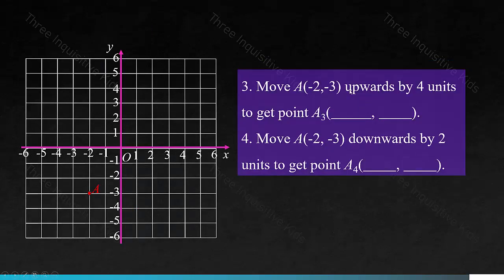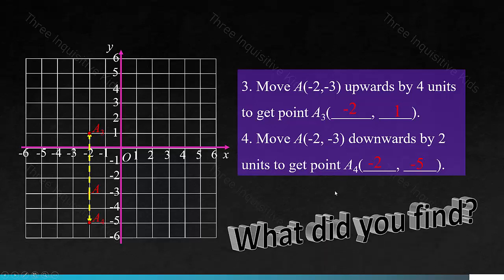Now I want you to move A upwards by 4 units to get point A3, and then move it downwards by 2 units to get point A4. Its coordinates would be (-2, 1) and (-2, -5).